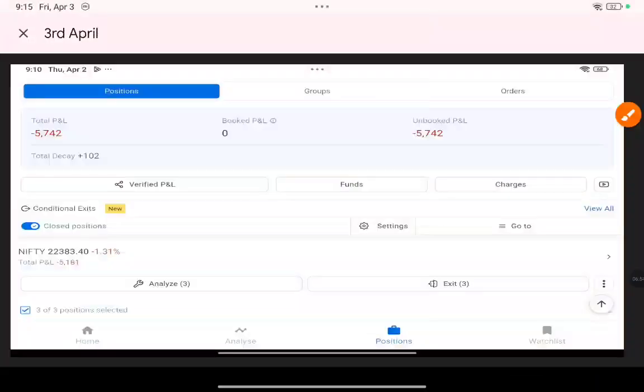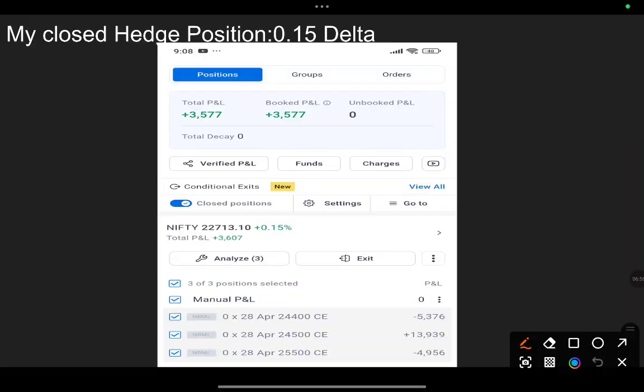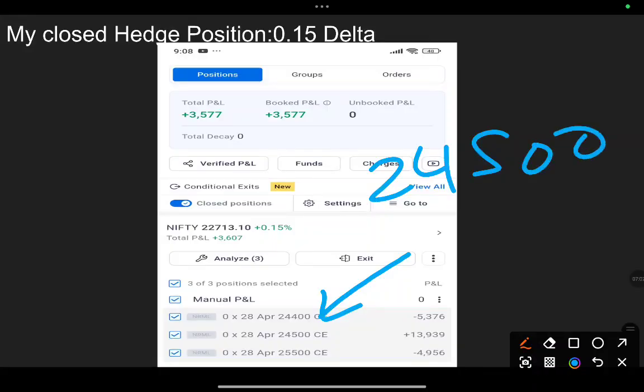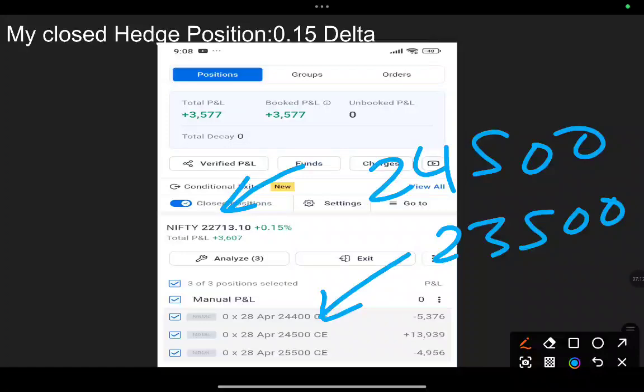So if we go over here, you saw that the position which I had taken was around 24,500, which was very far from 22,700, as against the earlier one, which was sitting around 23,500. So the closer you are to the spot, the higher the delta. The farther away you move from spot, the lower the delta.